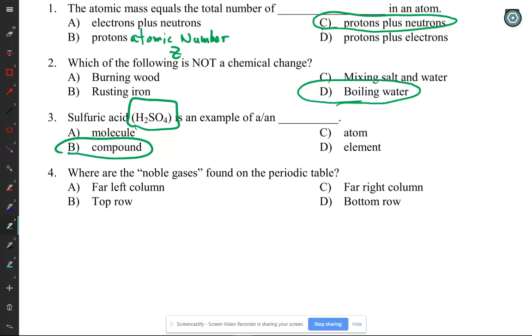Is it an atom? No. It has a total of 7 atoms. And is it an element? No. An element would have only one type of atom.